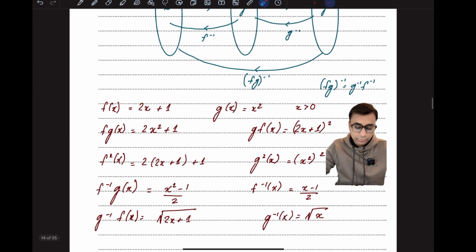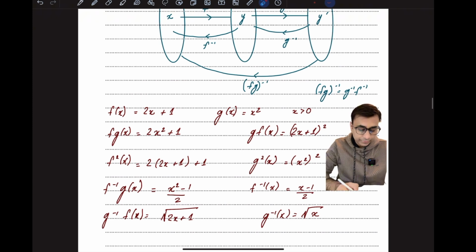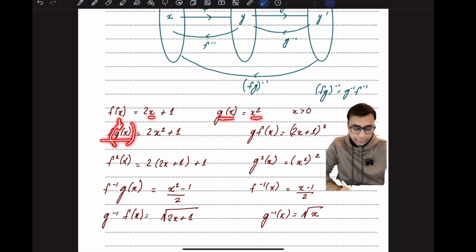So let's have a look at it with the help of an example. If you're given a function f(x) which is 2x plus 1 and a function g(x) which is x square, and you have to find function fg, it's a simple algebraic working. In function f you have to replace x by g(x). So in place of x you will replace the function g(x), which will be x square, and you will get yourself fg(x).